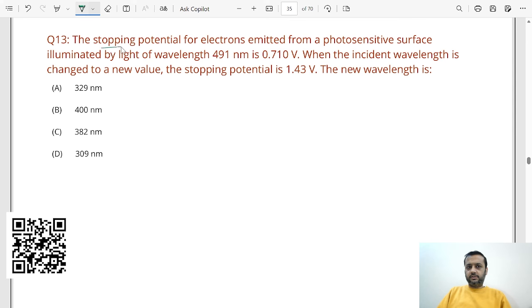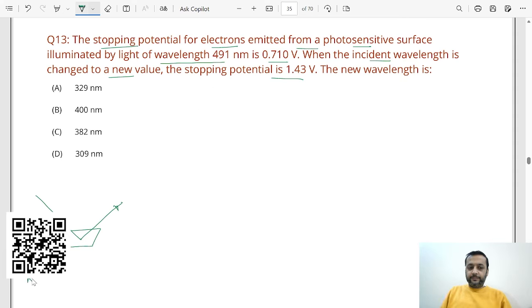So in this question, the stopping potential for the electrons emitted from the photosensitive surface when the light was of wavelength 491 is 0.71. When the incident wavelength is changed to a new value, the stopping potential becomes 1.43. Then the new wavelength is? So look, suppose this is a surface, all right, and here the photons are incident, and the electrons are emitted. So in the first situation, they have a stopping potential of 0.71 volt.